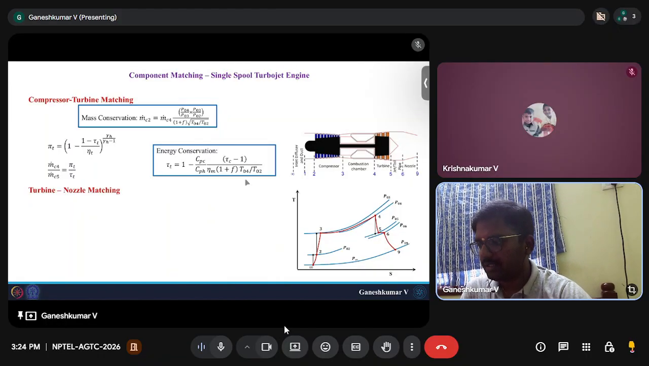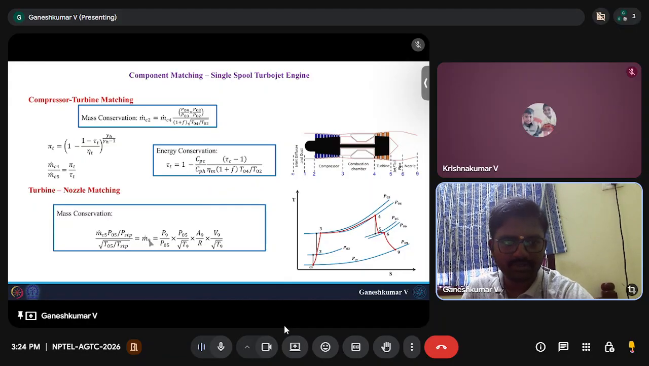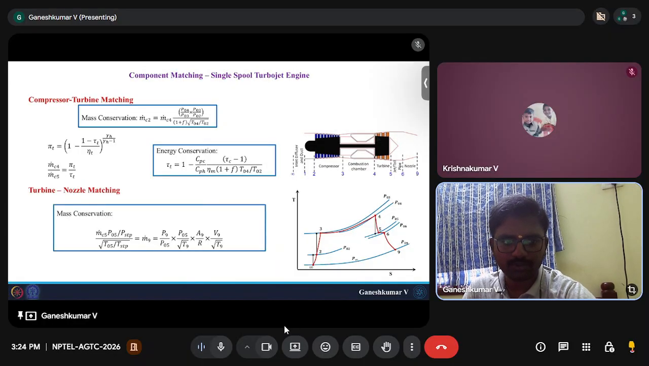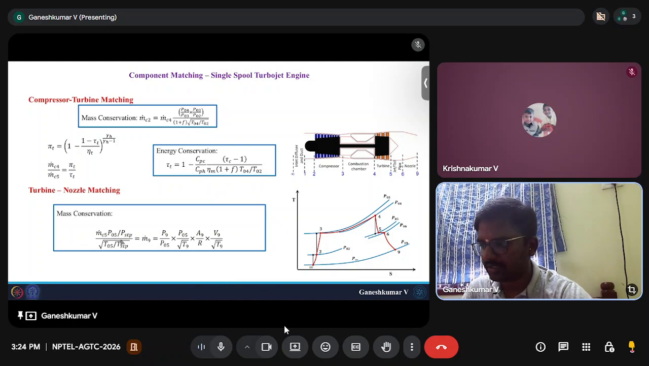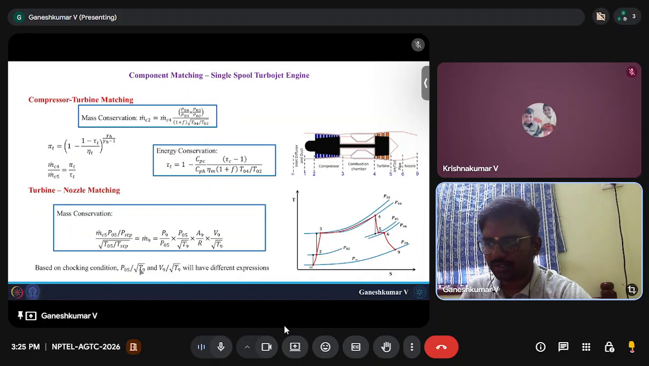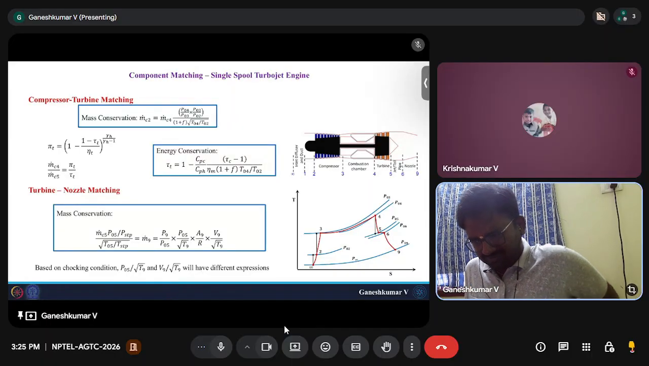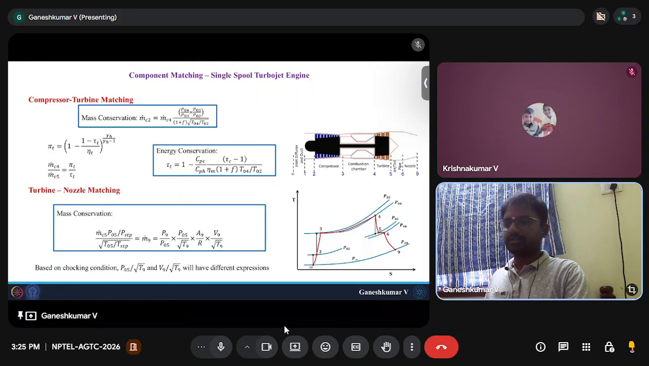Turbine nozzle matching is going to have a mass conservation in this way. This is coming from the nozzle choking, similar to the turbine. The turbine inlet is assumed to be choked, and that is why you get this relation, and also this relation. So m dot C4, m dot C5 into P05 by T star STP, divided by square root of T05 by T STP, is equal to m dot 9, which you can express in these variables. Based on the choking condition, P05 by square root of T9 and V9 by square root of T9 will have different expressions that we already know. If it is choked, V9 is going to be square root of gamma R T9, so you will have only square root of gamma. Same goes here.